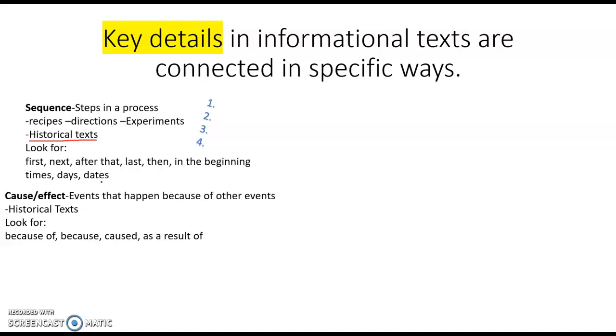We'll also see some cause and effect, so events that happen because of other events. We're going to look for words like because of, or caused, or as a result of. And those are also words that we're going to be using in our writing. So we might say that when you got home from the bus stop, you were very wet because of the rain. Okay, so we're saying things happened because of something else.